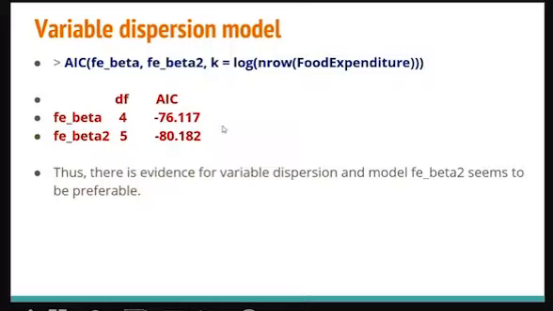Is it the second model, right? You see, negative 80.182 is smaller than negative 76.117. And that was why I said there's evidence of variable expansion, and model FE_beta_2 seems to be preferable. Don't forget, what caused the variable expansion here is the number of persons in the household.